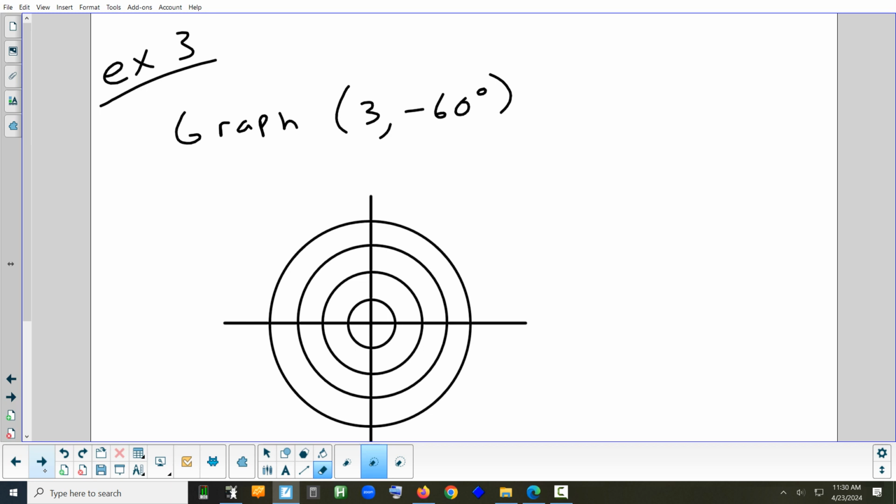All right, let's try this one. So 3, -60. So positive radius, negative angle. Okay. What's first step? Move right 3. Okay, so we're going to go right through. So we'll start from over here. And we're going to rotate how much and which way? 60 degrees clockwise. So 45 would be right in the middle. Just go a little bit past it.